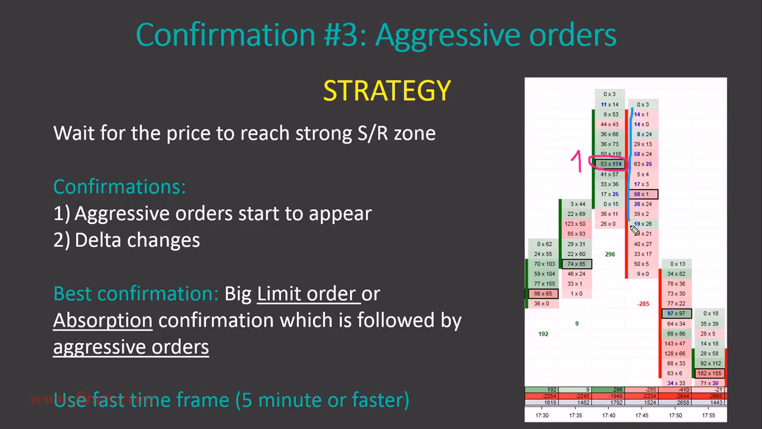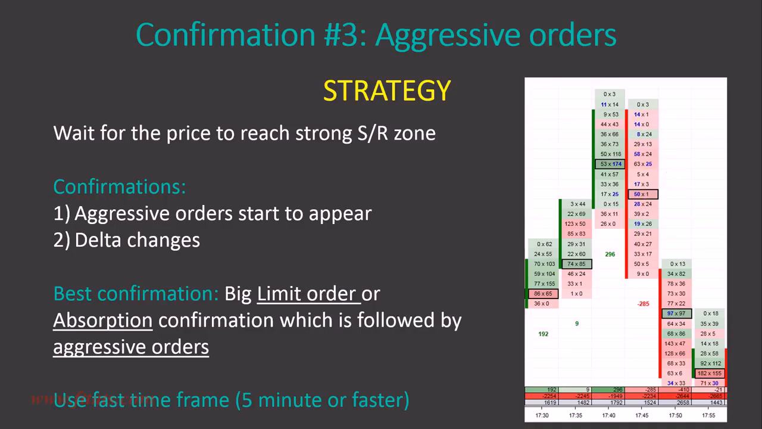And those imbalances, those aggressive selling orders, is setup number 3. Combination of those two, or of course combination of number 2 setup and setup number 3. This is the best confirmation you can get, at least in my experience.